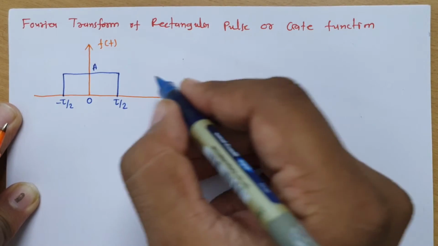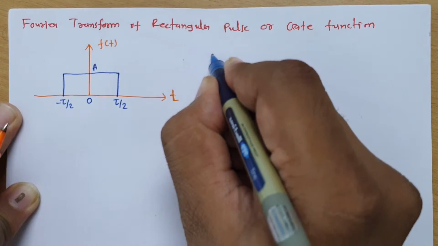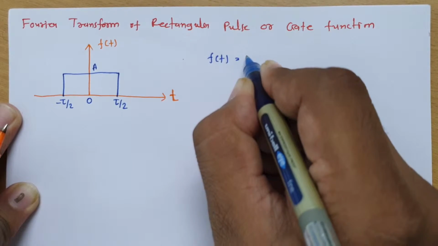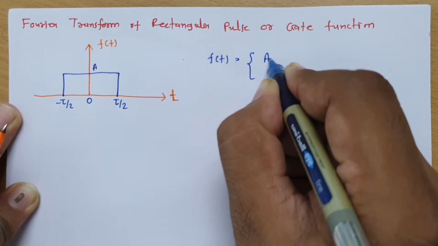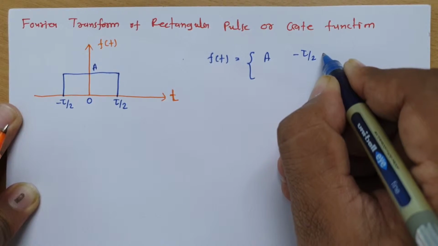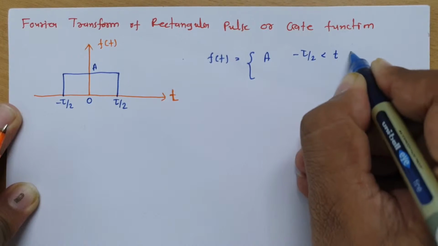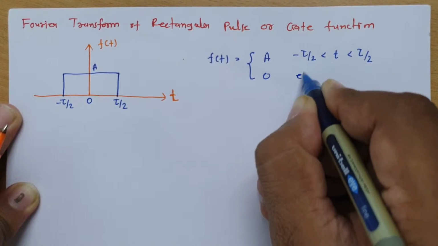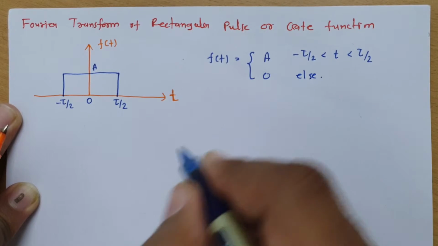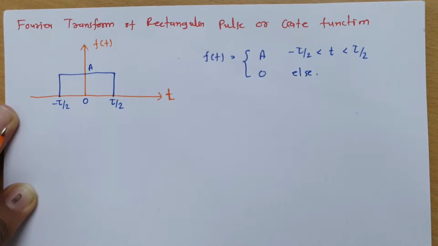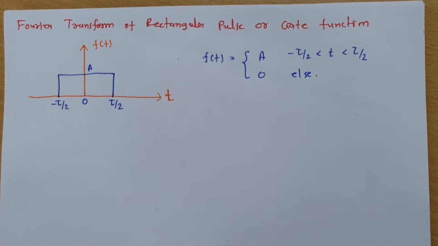So if I want to define that in terms of function, then gate function, meaning rectangular pulse, is defined by amplitude a in between -τ/2 to τ/2, and its value is 0 else. So this is what gate function, or one can say rectangular pulse, is. Now we will be calculating Fourier transform of it.